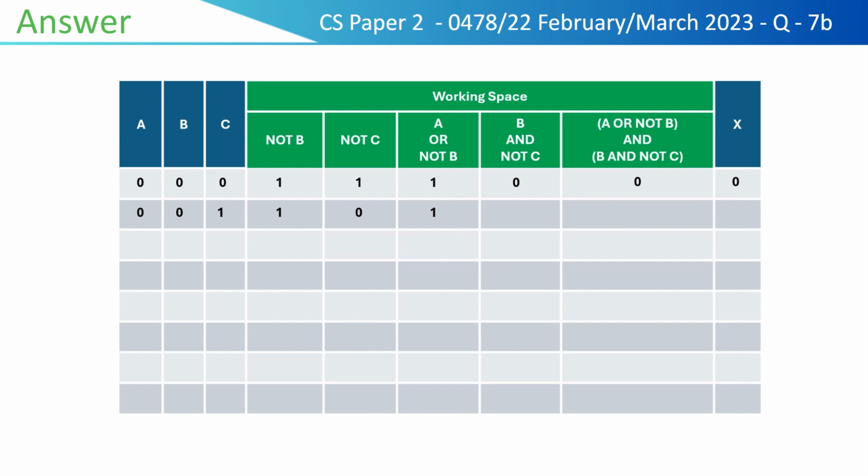Fourth step, B and not C means 0 and 0 will result into 0, because AND gate outputs 1 only if both of the inputs are 1. Now final step, (A or not B) and (B and not C) means 1 and 0 will result into 0, because AND gate outputs 1 only if both of the inputs are 1, which is the answer.